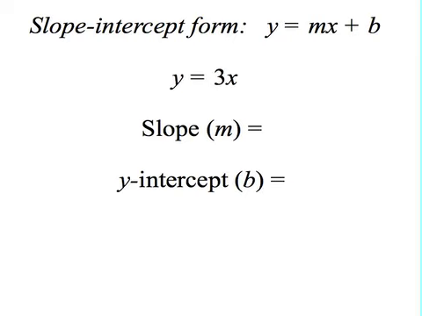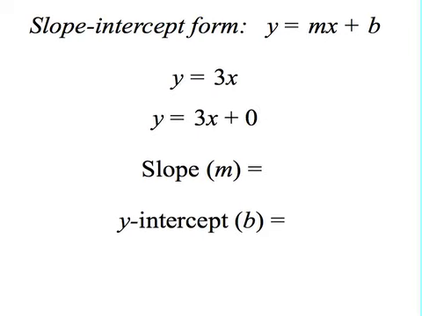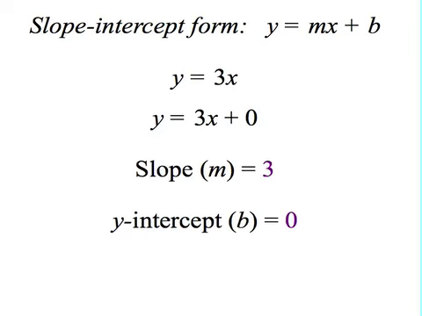And here's one that doesn't seem to have a b, but we can rewrite that as y equals 3x plus 0. And that's because of the additive identity that anything plus 0 is itself. So clearly, now that we've rewritten it, the slope is 3 and the y-intercept is 0.